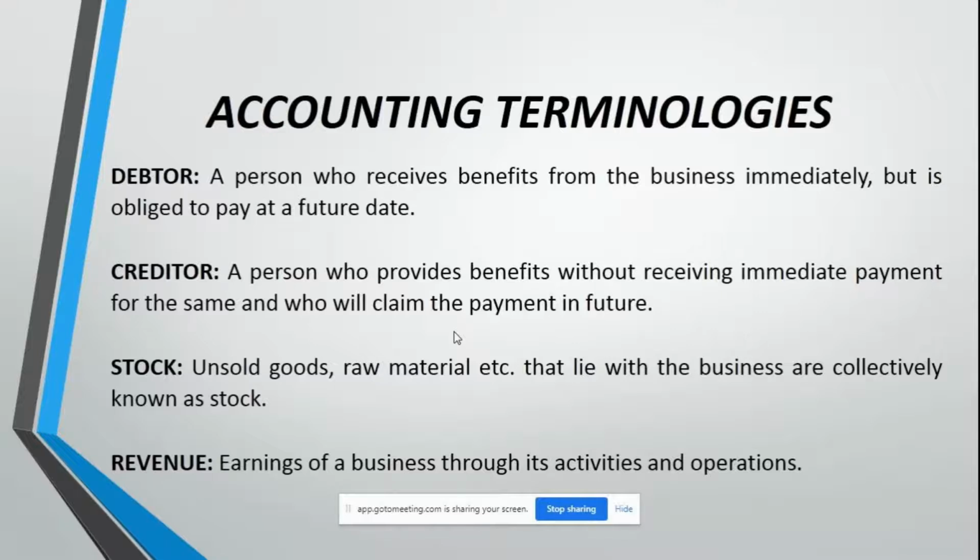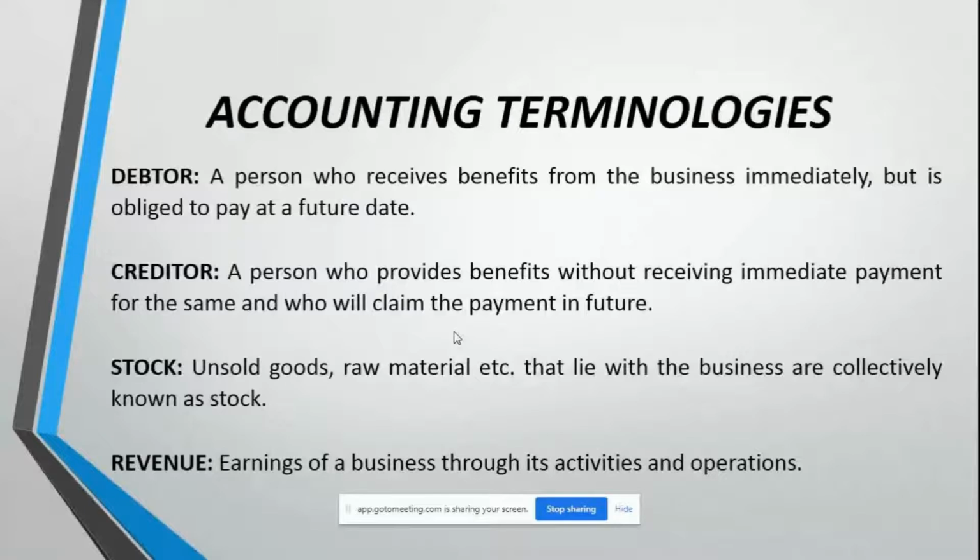Who is a creditor? A person who provides the benefits without receiving immediate payment for the same, and who will claim the payment in future. As I told you, that is credit purchases. When I purchase stock from my supplier, the company does not make the payment immediately, and at a future date, when I make payment to my supplier, that supplier is defined as a sundry creditor in my company's books of accounts.